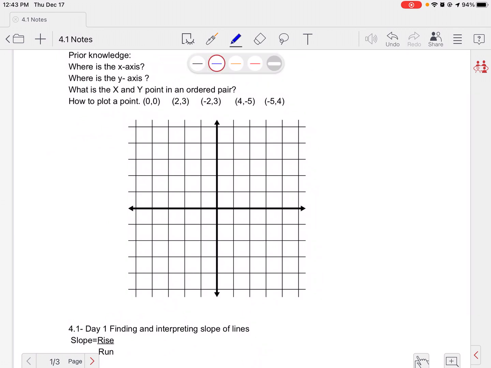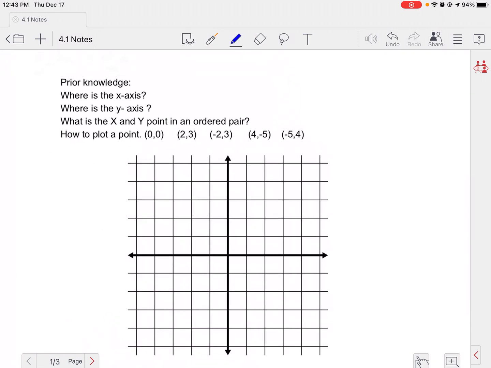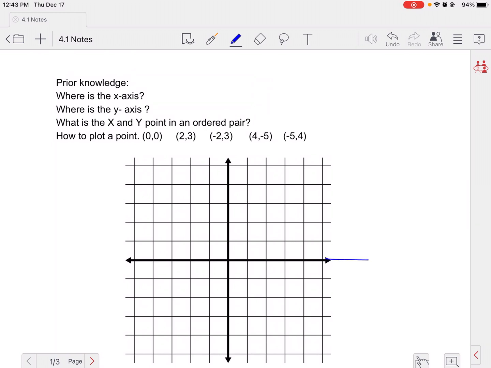And we did a little project yesterday, which hopefully helped with that, but just as a reminder, where's the x-axis? Remember, my x-axis is my horizontal axis, okay? And my y-axis is my vertical axis, okay? So I always remember y to the sky, and that might help you remember as well.